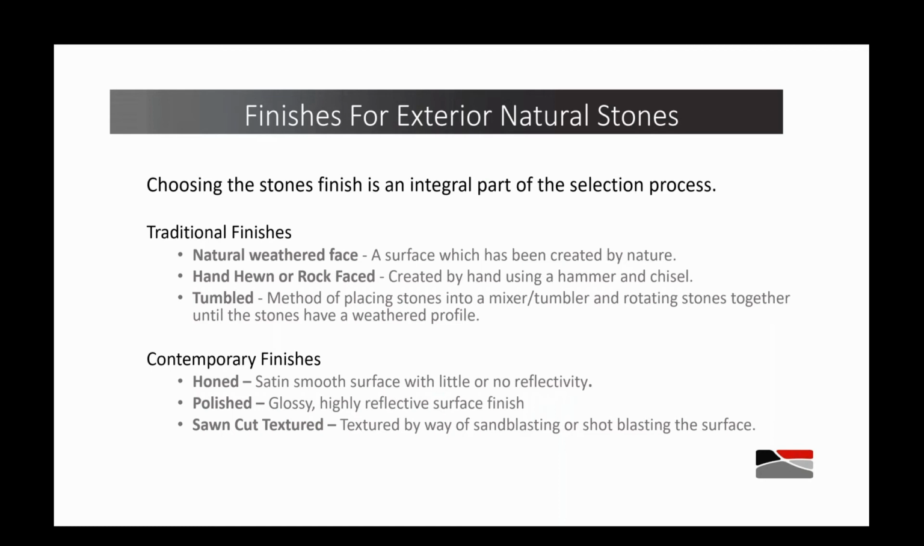And then on the contemporary side, you've got honed, which is kind of a semi-polished, smooth finish. Polished, which obviously, as it suggests, is a very glossy finish. And then saw cut and textured. A lot of times you'll see products sawn, and then that sawn face can be textured in a whole plethora of different finishes, from sandblasting or shot blasting. It can be bush hammered, it can be flamed or thermally finished. There's a number of different options that give a more contemporary look.